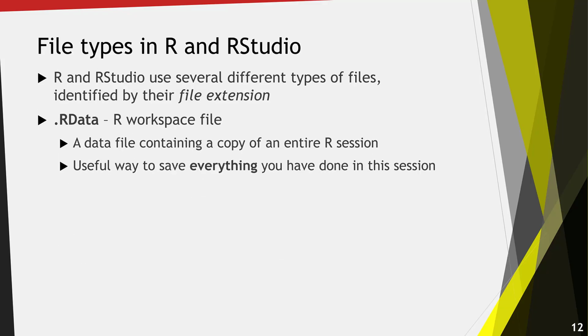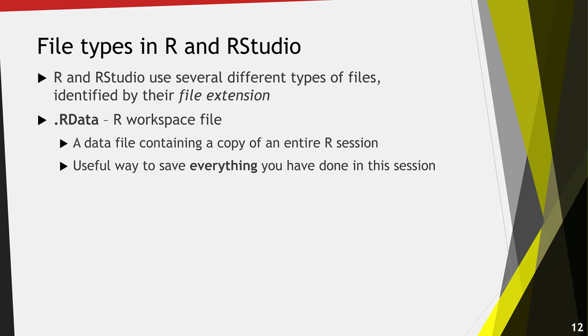The second type of file is a .rdata file. This is an R workspace file. You might remember .rdata because I told you to set R so it would not automatically save .rdata when it exits. If you remember, what it was doing was saving an entire copy of the current state of your R session and then reloading it when you reopened RStudio, which is generally not something you want to do for reproducibility. But that's exactly what an R data file is. It's a data file that contains a copy of your entire R session. It's a great way to save everything that you have done in this session.